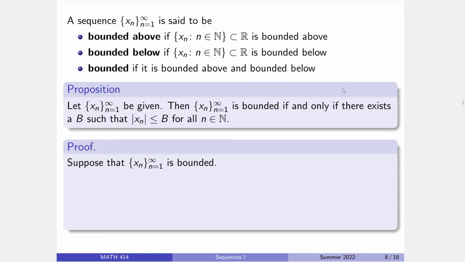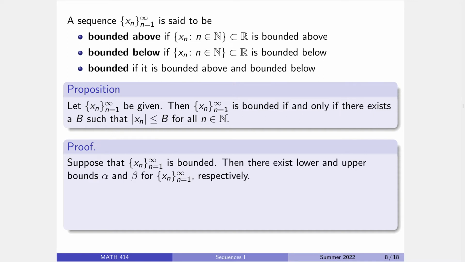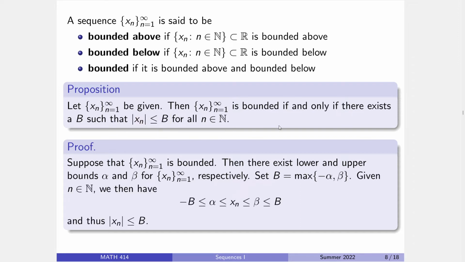Okay, so suppose that we have a bounded sequence. That means that I have an upper and lower bound for the set itself. And here we go again with the trick of setting something to be the maximum of two things. Now note I made the lower bound negative, and hopefully it's going to be clear why I need that because of an absolute value showing up. So, B is the maximum of these two things.